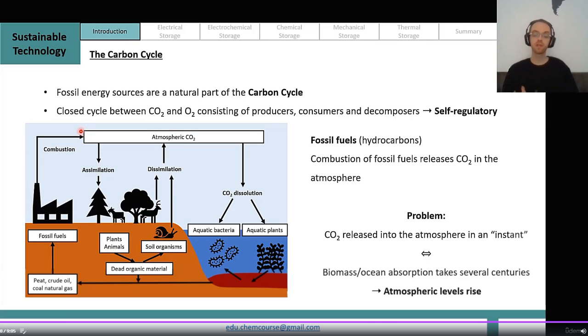So this is the key aspect you should take away here in this chapter of the carbon cycle. Fossil fuels in themselves are nothing bad. The issue is just that the production of these fossil fuels takes millions of years, and we will combust them more or less in an instant. And this leads to a disbalance in this self-regulatory cycle, simply because we cannot regulate it fast enough to keep up with the huge release of carbon dioxide into the atmosphere.